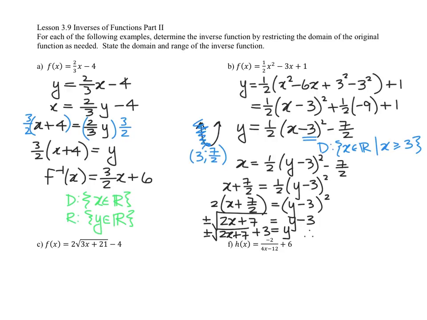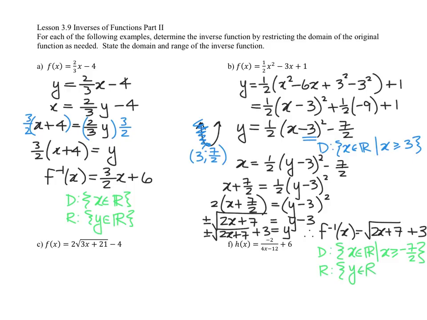But because in the original function we restricted the domain, I can now say that the inverse function should be simply root 2x plus 7, plus 3, without the plus minus in front. And I'm going to write down that my domain and range is: x is any real number so that it is greater than or equal to negative 7 over 2, and the range is simply the domain of the original function. So I'm going to write y is any real number so that it is greater than or equal to 3.